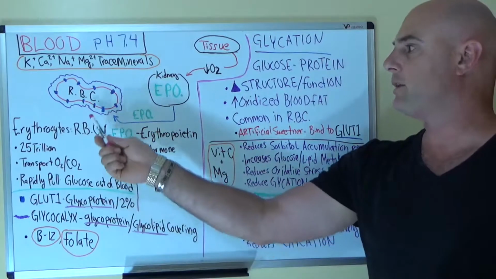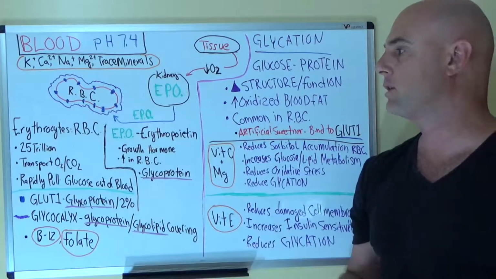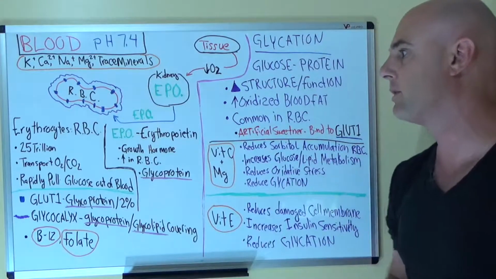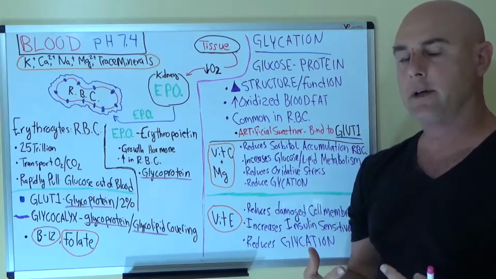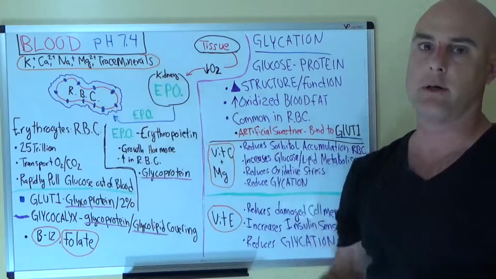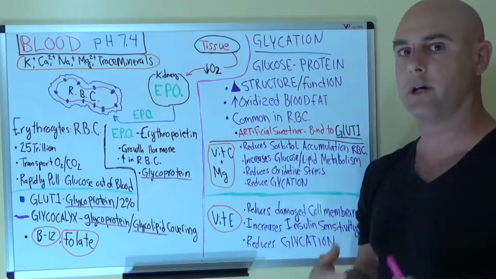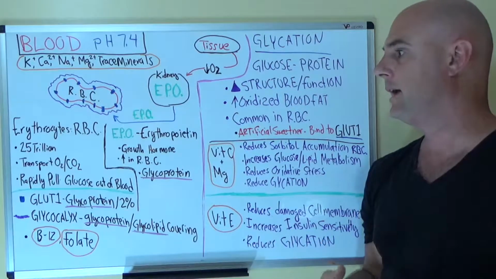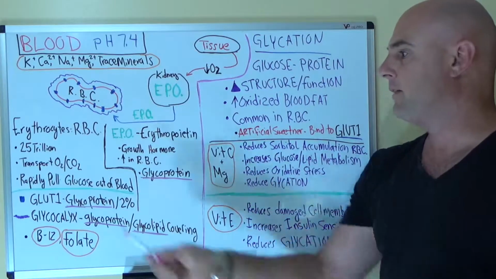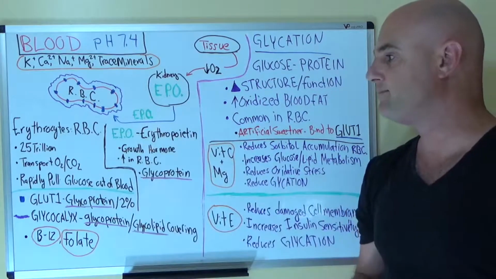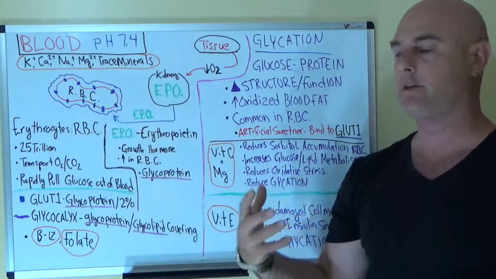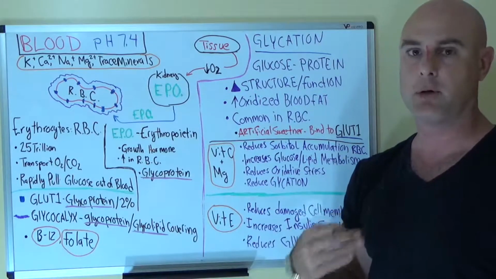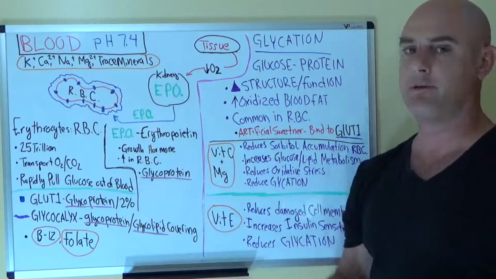Okay, so inside the blood we have red blood cells, and they're called erythrocytes. I just have RBC to highlight as an acronym for red blood cells. On any given day, there's roughly 25 trillion of these red blood cells circulating around in our blood, and they are the most abundant cell in the blood. They transport oxygen and carbon dioxide. And one of the things I want to highlight here, and this is why I'm focusing on it, is that red blood cells rapidly pull glucose out of the blood for us.